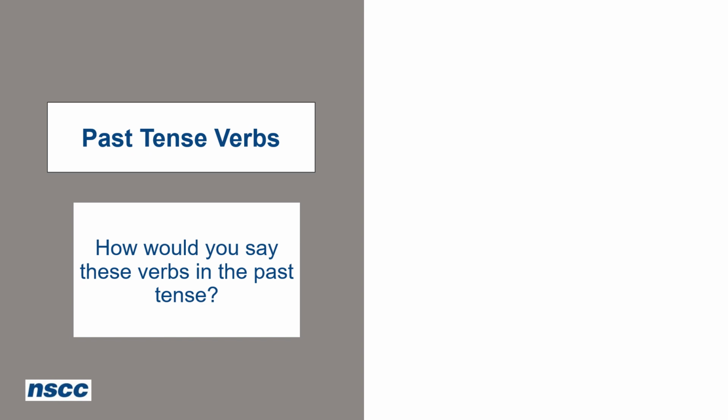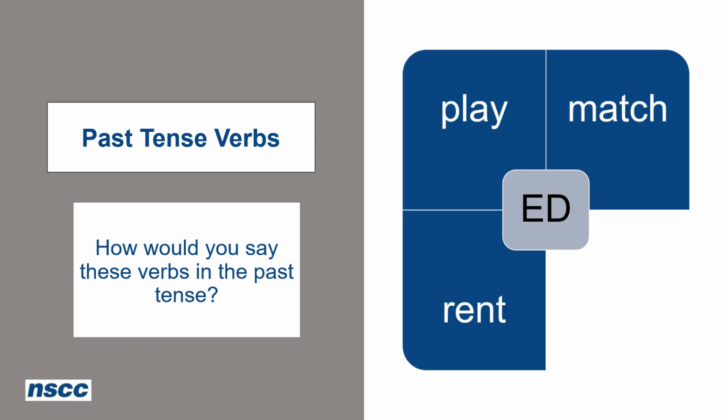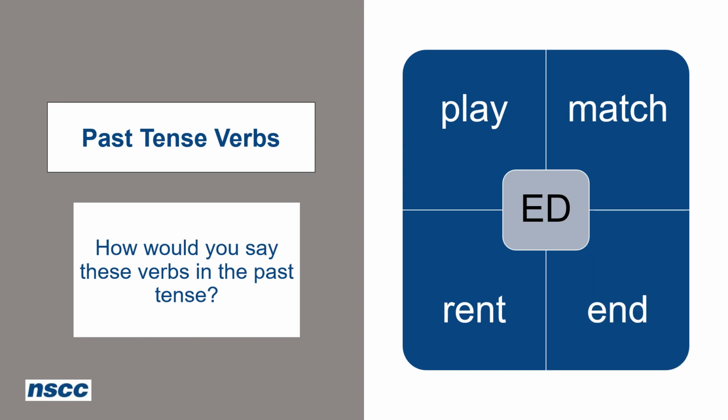How would you say these verbs in the past tense? Listen to me say them. Play, played. Match, matched. Rent, rented. End, ended. Did you notice the ED endings were pronounced differently? They all have a slightly different ending sound.